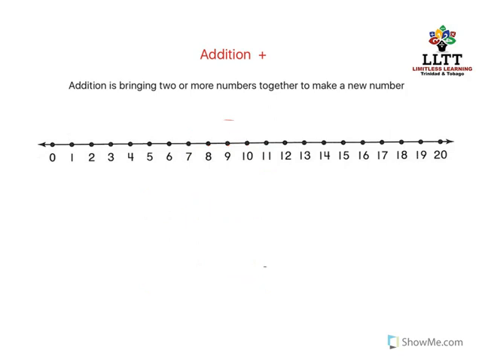Let's say that we wanted to add 1 plus 6 plus 9. So in this case, we're adding 3 numbers. So what we're going to do is start from the first number we're given. The first number we're given is 1. So I'm going to put a red dot at the number 1.